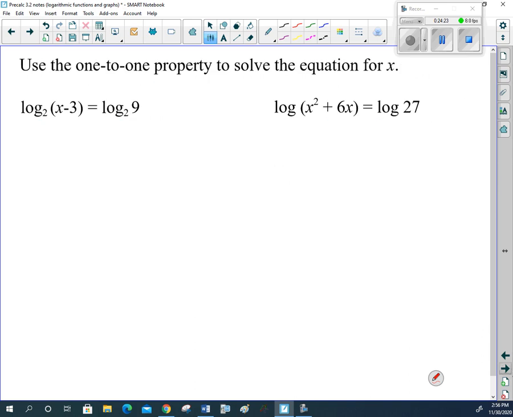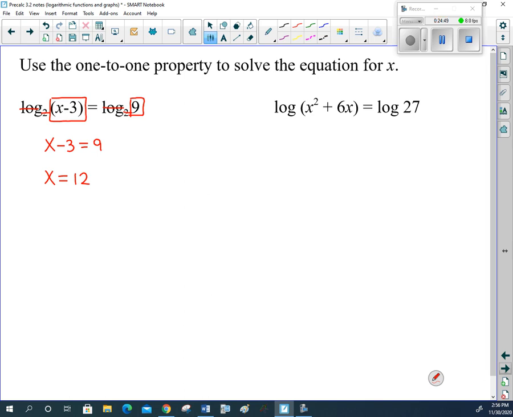This one says we're going to use the one-to-one property to solve the equation for x. Basically, we're going to do what we just did on the previous slide. We're going to match everything up. This log matches with that log, this base matches with this base. The only thing that's different is this argument is different than this argument. Since that's one-to-one, we're just going to say x minus 3 equals 9, and then solve it for x. x equals 12.